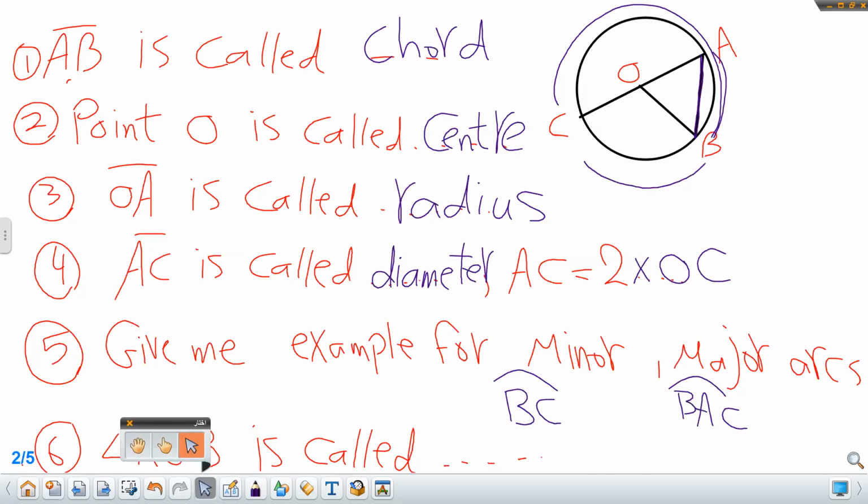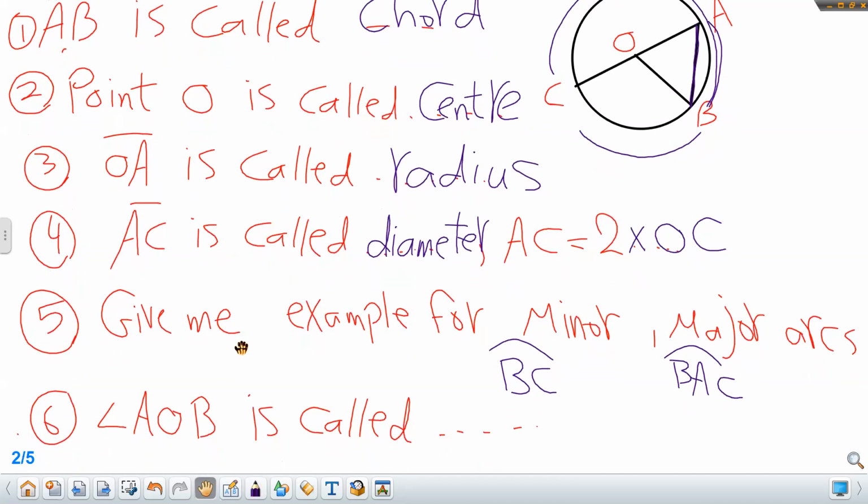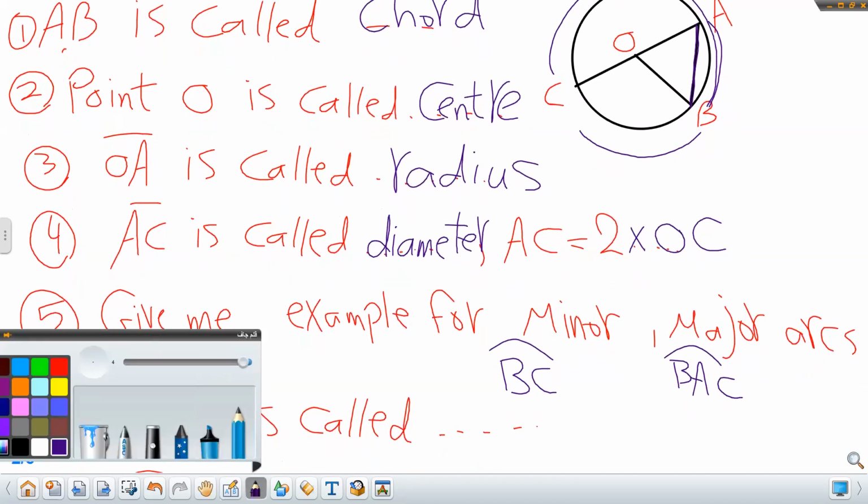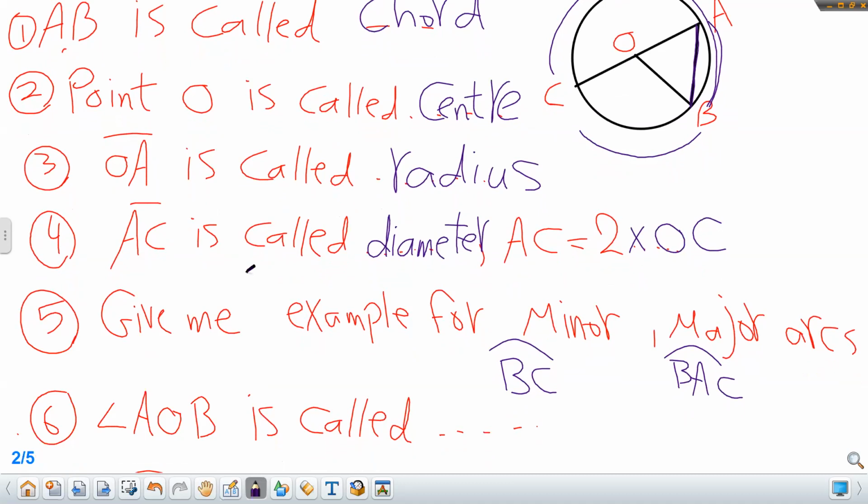Okay, the next one. Number six. Angle AOB is called what? This angle is called? Yes, nice. It is a central angle. You can call it a central angle because its vertex is the center of the circle.